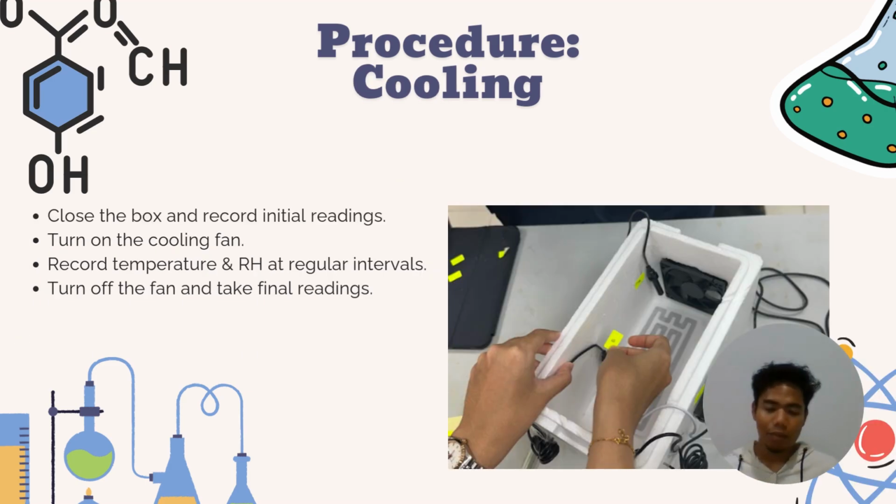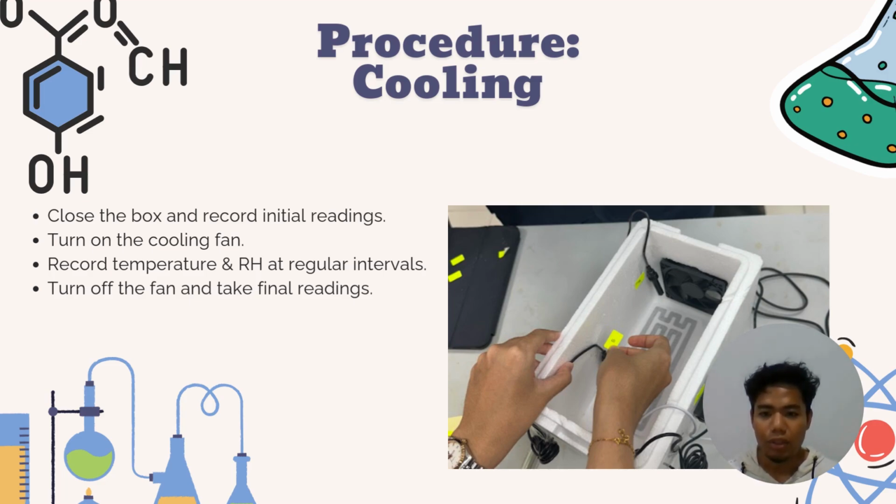Okay, so the next step of this experiment would be cooling. And to cool this box, we have to, of course, turn off the heater from the previous experiment. We turn the heater off and make sure that the box is closed. And after the box is closed, we, as usual, have to record the readings of the temperature and the humidity.